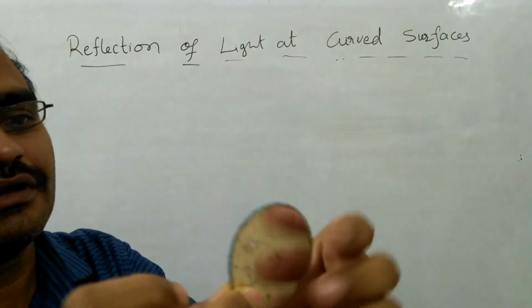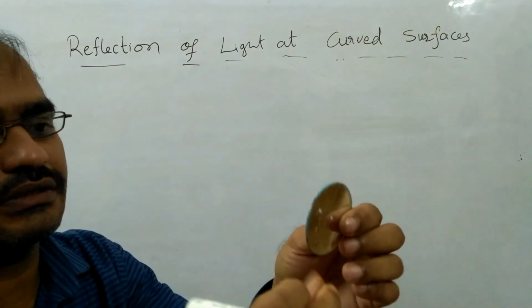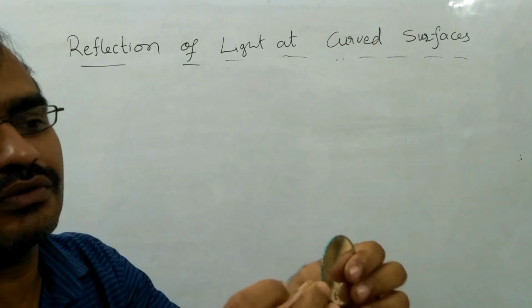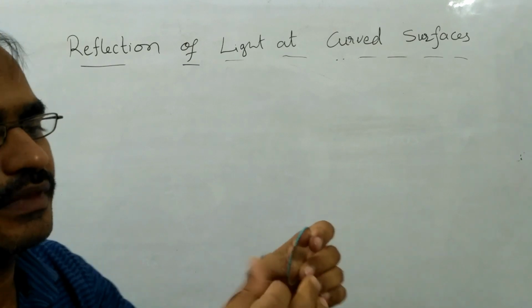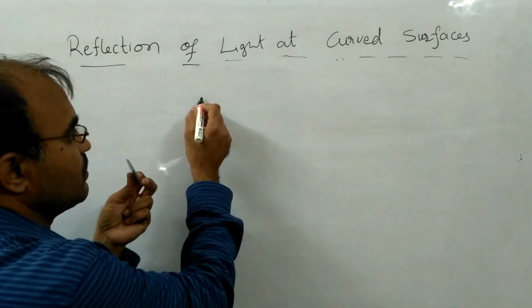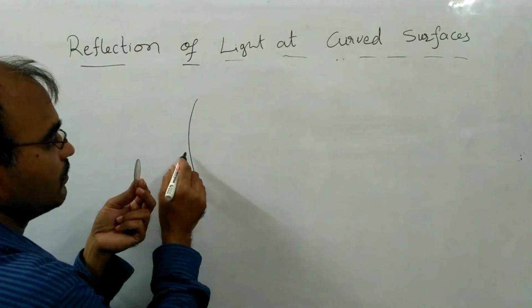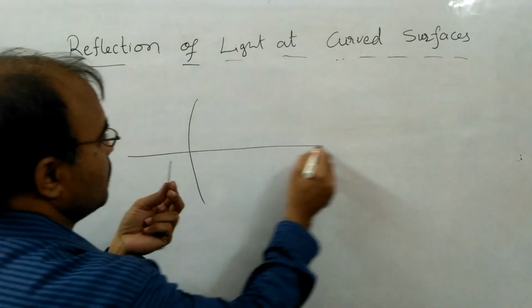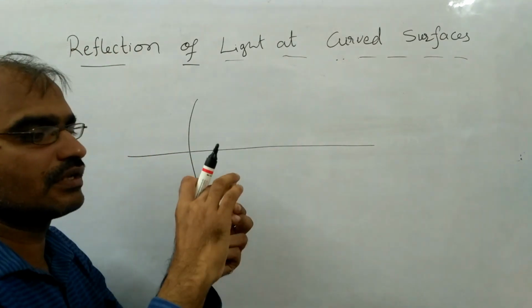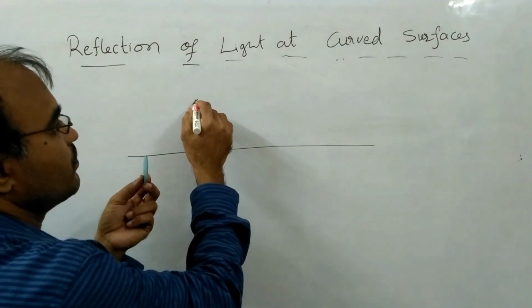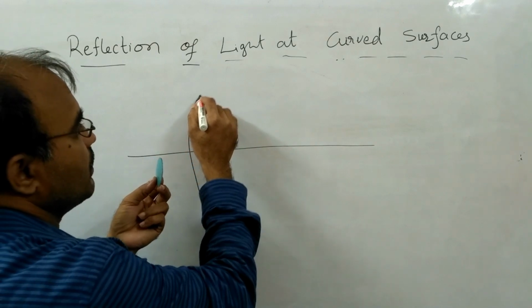As this is curved, if we extend this from all sides, we will get a sphere, and that too a hollow sphere. Let this be the curved mirror. So, if you extend this in all sides, you will get a sphere actually.